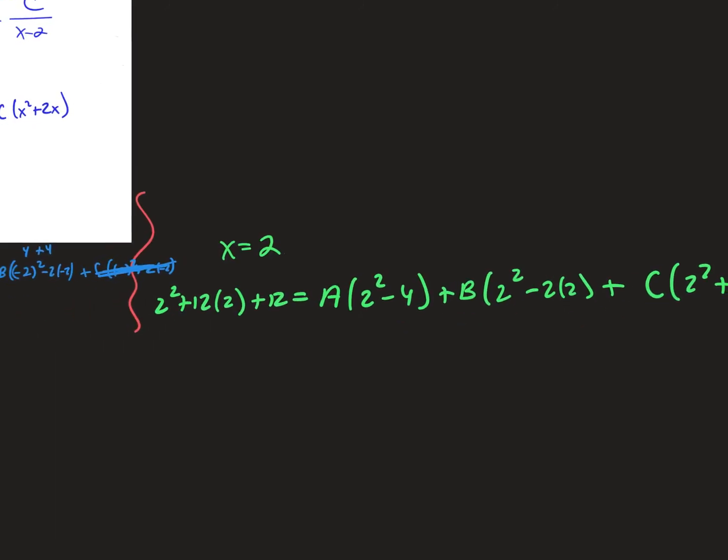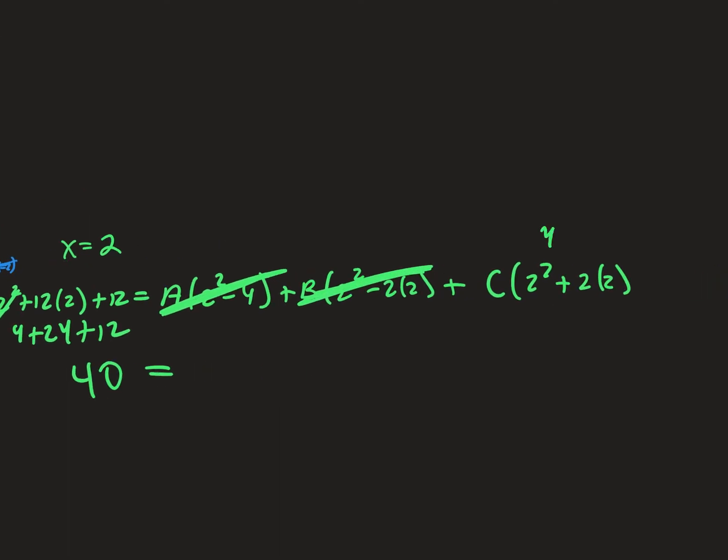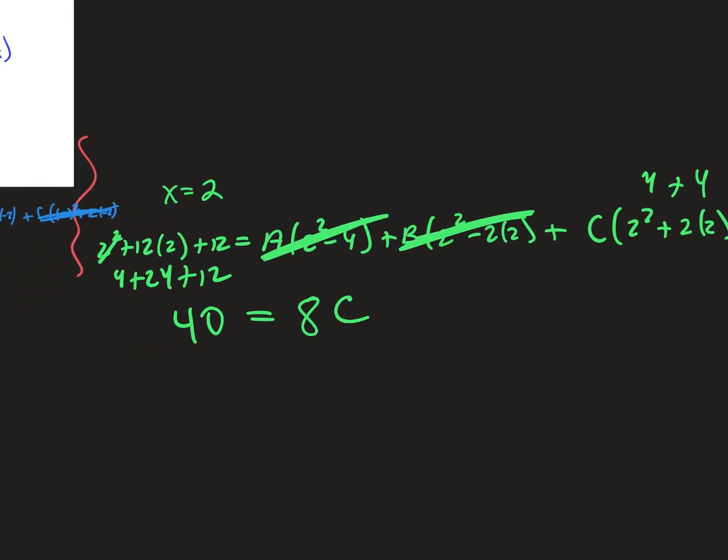Okay. So 2 squared here is 4 plus 24 plus 12. What's 4 plus 24? 28 plus 12 is 40. All right, 2 squared is 4, and 4 minus 4 is 0. 2 squared is 4, and 4 minus 4 is 0. 2 squared is 4, and 2 times 2 is 4. So I'm left with 8c. You guys with me? Divide both sides by 8, and c equals 5.